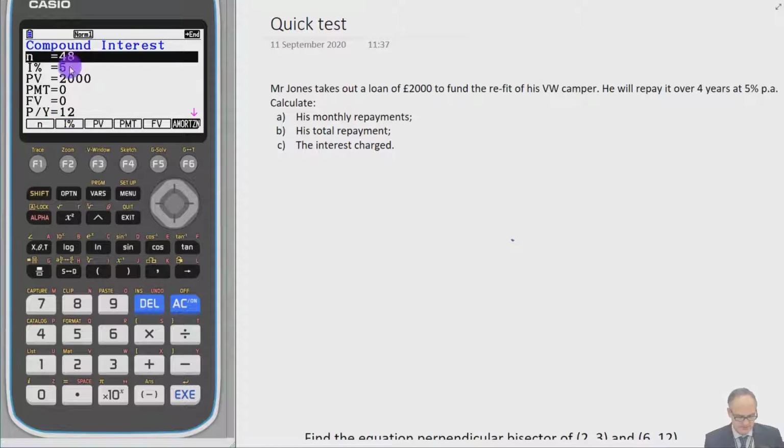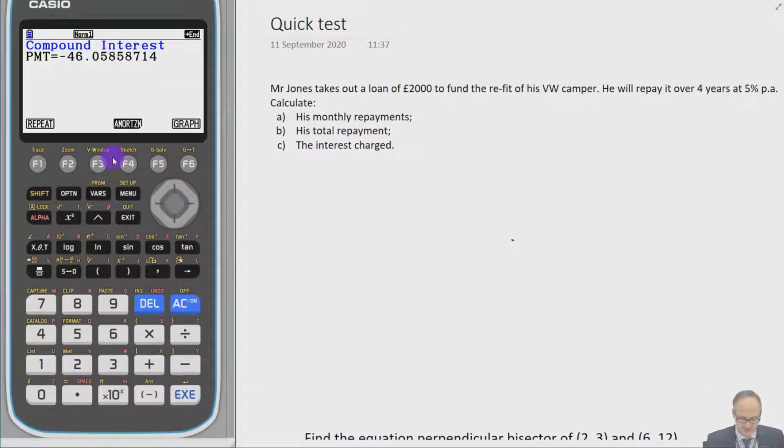The interest rate is 5%. And he's taken out a loan of £2,000. And he wants to repay it all, so he wants to get to 0. His payments are 12 payment cycles a year, and then the interest gets calculated monthly. And the final value is 0. We put PMT, which is the payment schedule, as 0 because we don't know it. But if we press this, it calculates it for us. And we can see it's £46 and 6p.